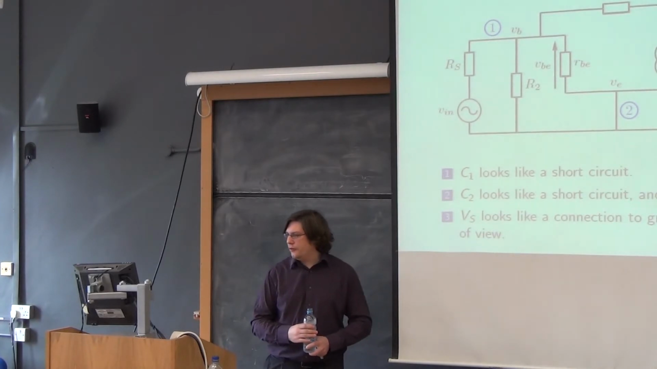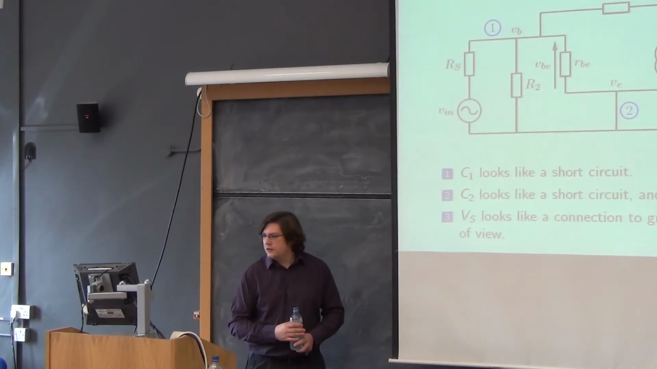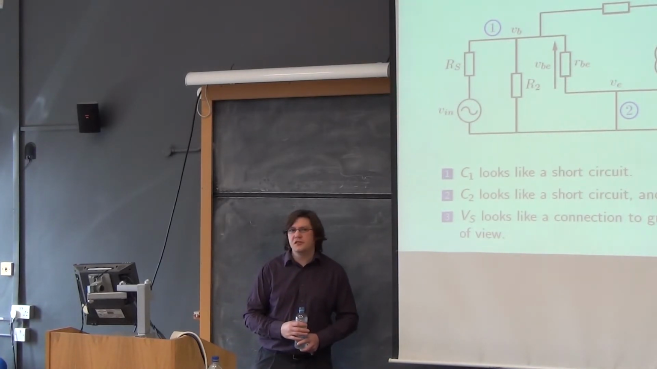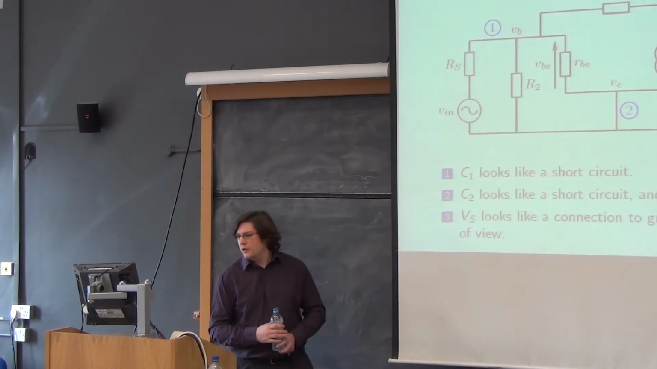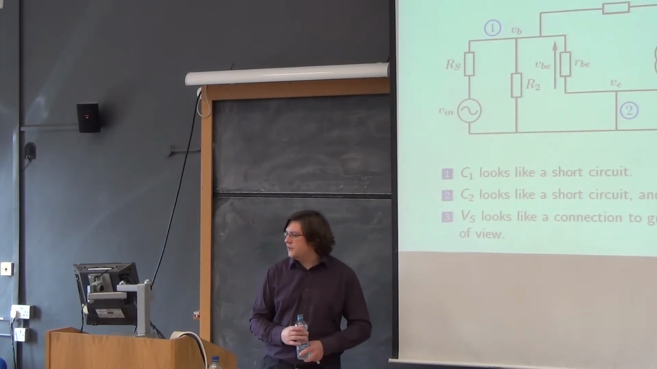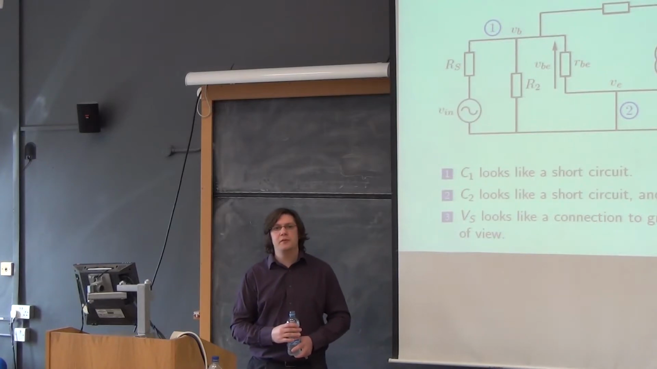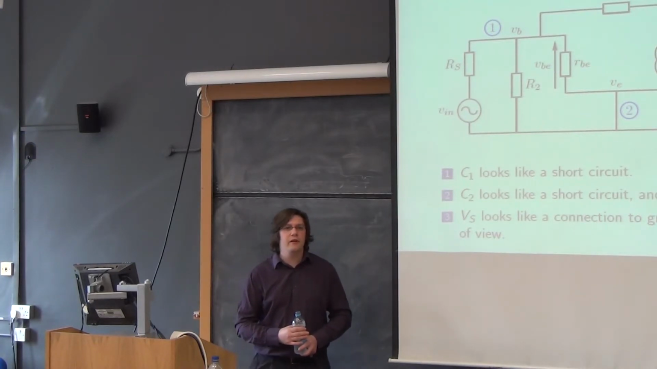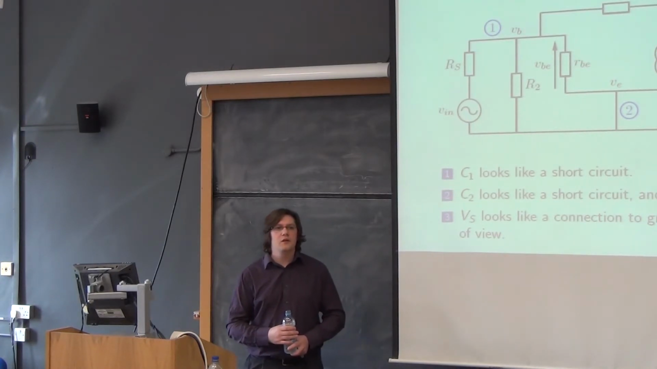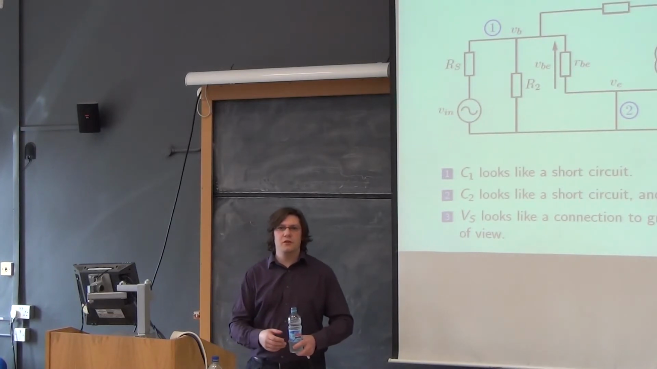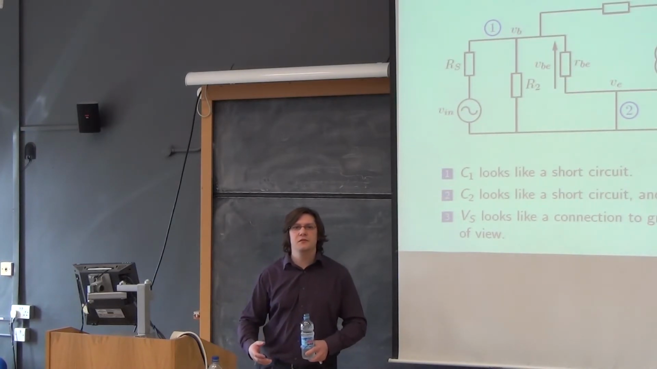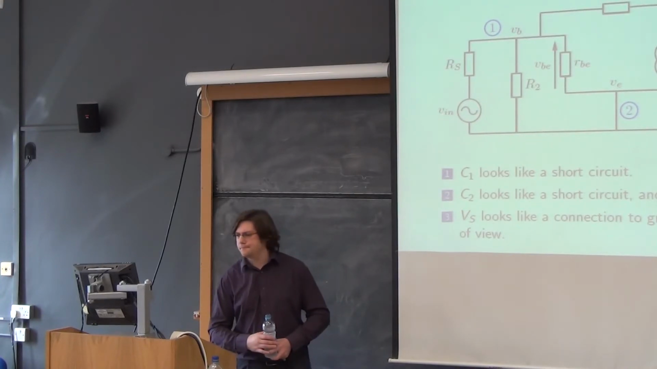So looking at point number 1, C1 is short circuited, so it's just a wire. Point 2, C2 looks like a short circuit, so RE disappears because RE is now in parallel with a wire. So the parallel combination of RE and the wire is 0 ohms, which is the resistance of the wire.